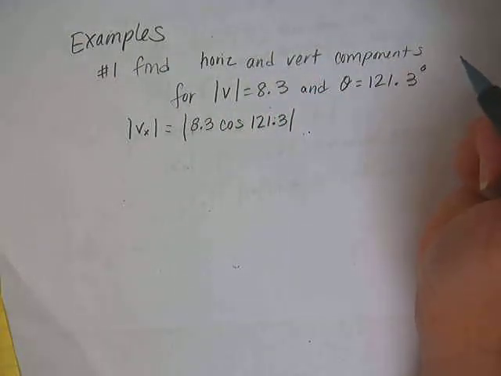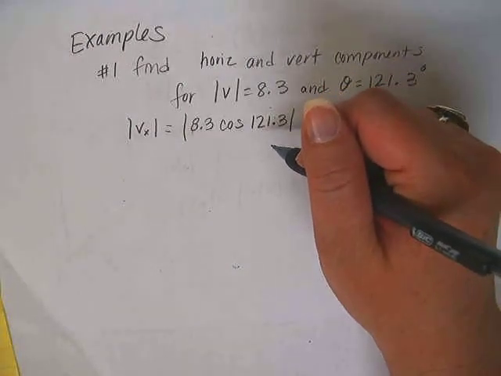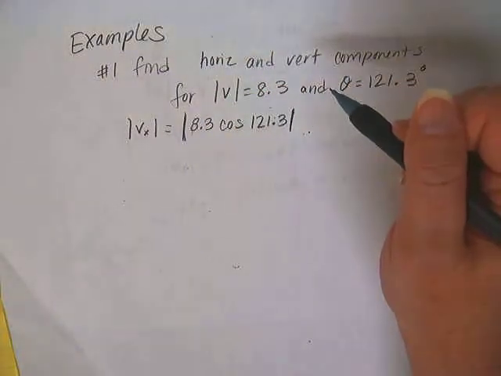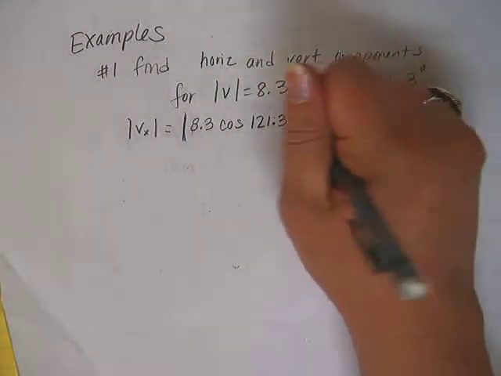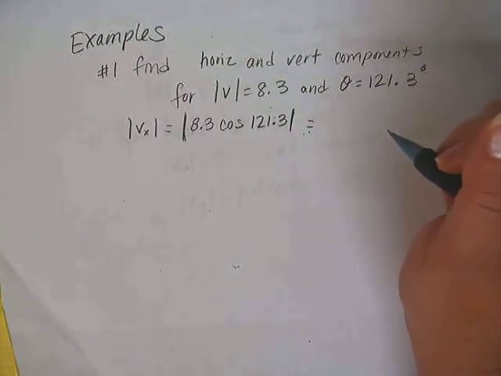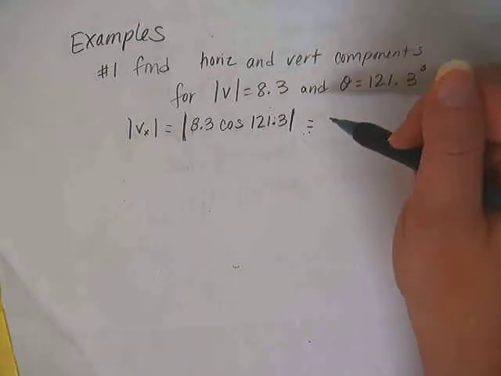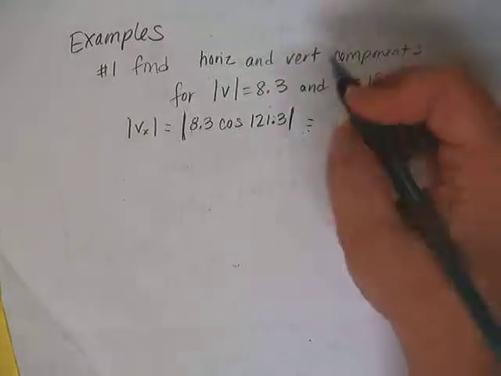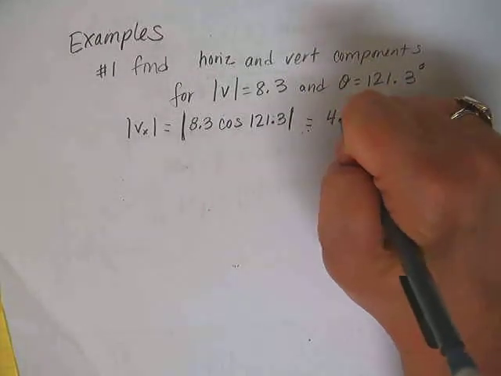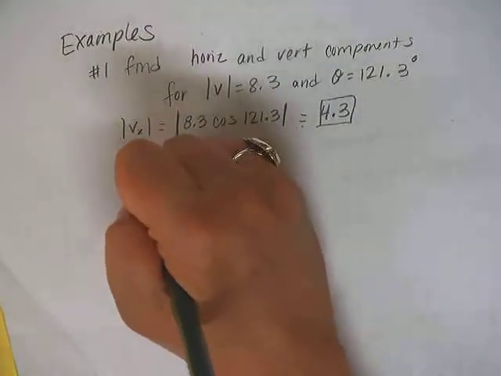Now 121.3 is actually going to give us a negative answer because that's the second quadrant and cosine is negative in the second quadrant. But remember how we have these absolute value, that's just going to make it what? Positive. This is just finding a magnitude, not direction. So that's why we don't care if it's positive or negative, we just do positive because it's just the magnitude of that horizontal vector. Okay, plug in your calculator, what do you get? 4.3. So there's the horizontal component for our vector.